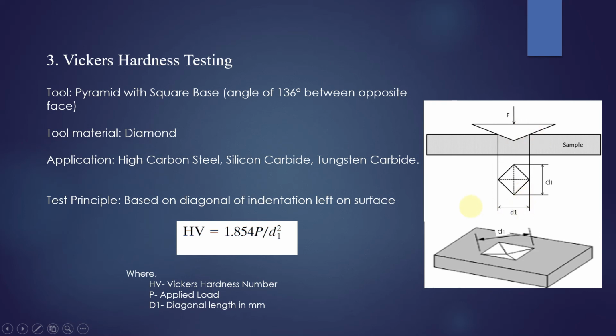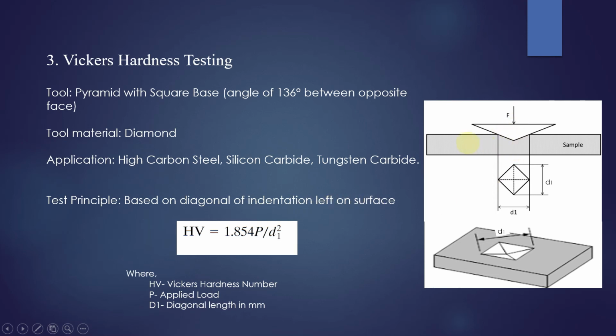136 degrees. And I can say, since this Vickers hardness testing indenter is a square indenter, it can measure more accurately than the circular diameter indenter like Brinell hardness testing as well as the Rockwell hardness testing. And if you look at the principle of Vickers hardness test, I can say it is based on the diagonal of indentation left on the surface.